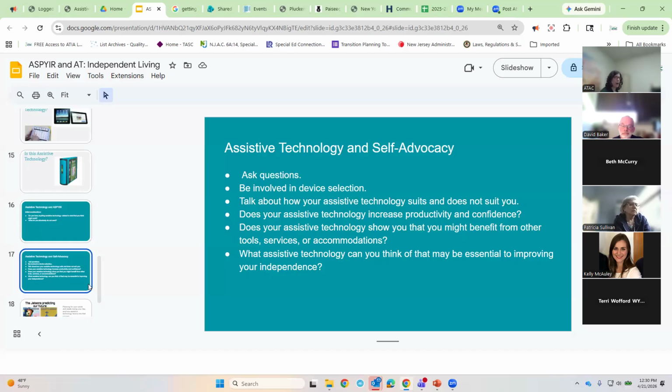So again, talking about how the assistive technology suits or does not suit you. Does your assistive technology increase productivity and confidence? Now, this is a tough question because this is a question that likely has to be answered over a period of time. A person cannot know right away if something is actually as helpful as they think it is in the beginning. Or maybe they don't know anything about the assistive technology when they start out with it, and they have to really learn about it from scratch.